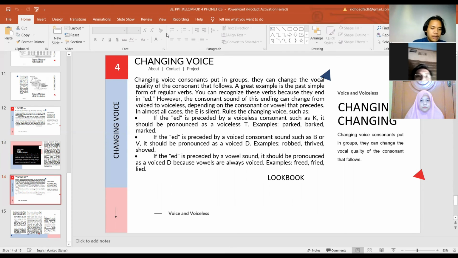If the consonant preceding the S is voiced, the S will be pronounced phonetically as Z. Example: chairs, machines, bags, books. If the consonant preceding the S is voiceless, then the S also will be pronounced as a voiceless consonant. Example: beds and parks.